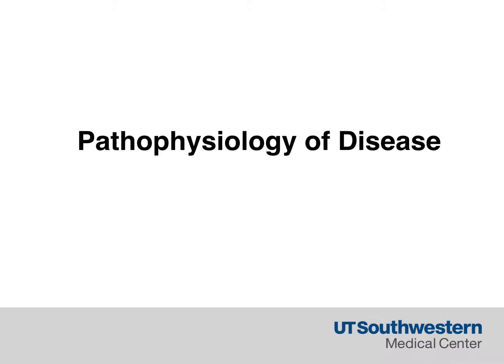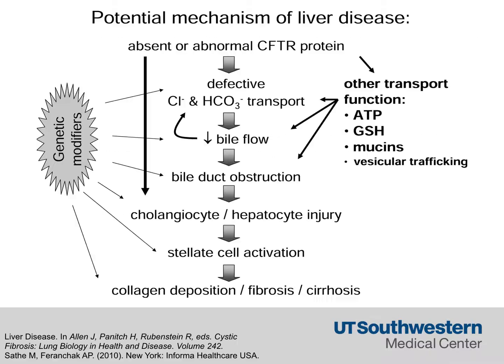I wanted to discuss the pathophysiology of disease. One of the reasons the screening algorithm does not detect CF-associated liver disease well is the fact that the pathophysiology of disease is still very poorly understood. What we know is that CFTR is expressed in the biliary tree and not in the hepatocytes. As a result, we theorize that defective or absent CFTR protein leads to abnormal chloride and bicarbonate transport and decreased bile flow with bile duct plugging.